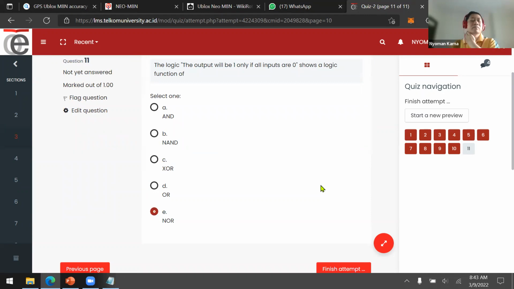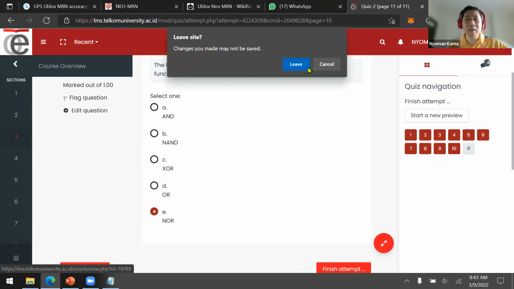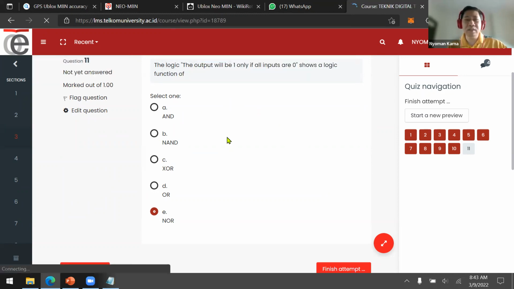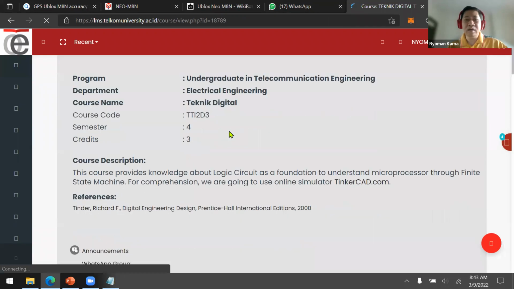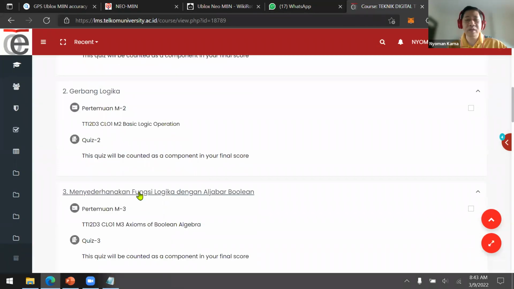Okay. Now we have discussed last week's quiz. Now we're going to discuss today's topic, which is logic function and Boolean algebra.